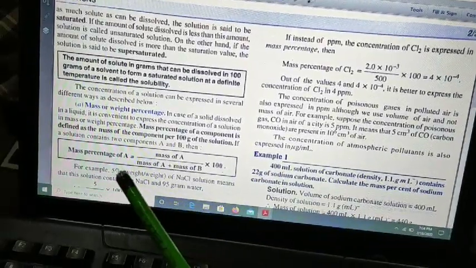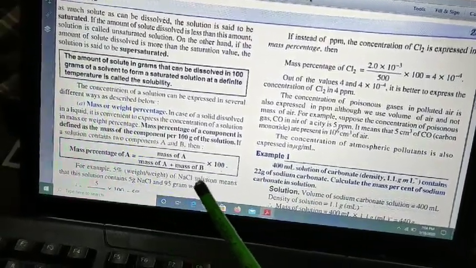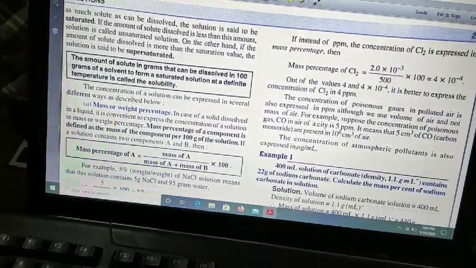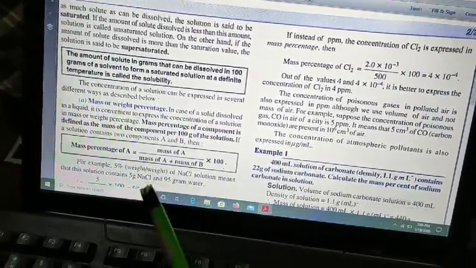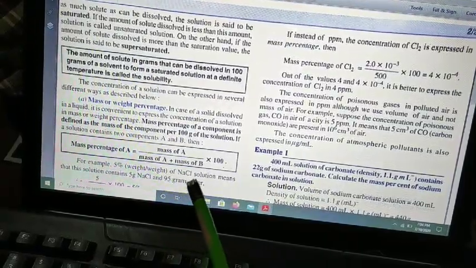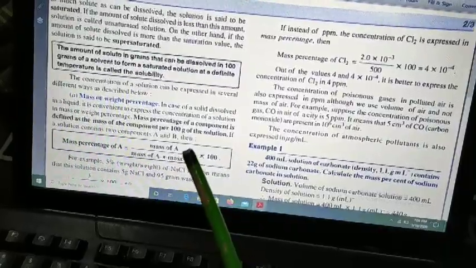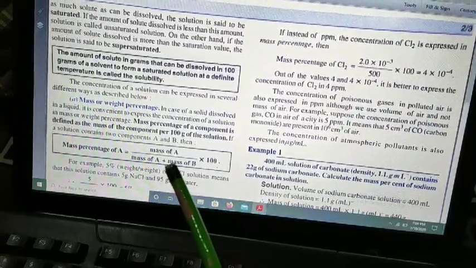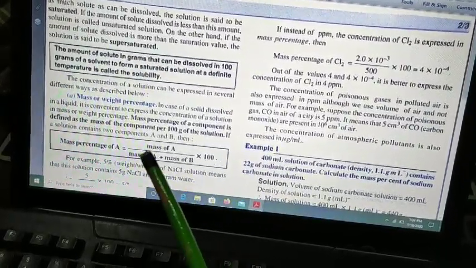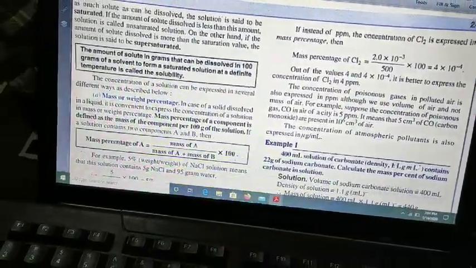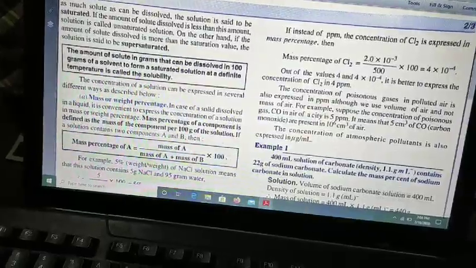For example, if you need to prepare 5% NaCl solution, then what amount of sodium chloride and water do you need to take? According to this formula, since you are preparing 5% NaCl, you need to take 5 gram of sodium chloride and you need to take 95 gram of water, because 5 plus 95 gram will be 100 gram, into 100. That will be the 5% mass or weight percentage.